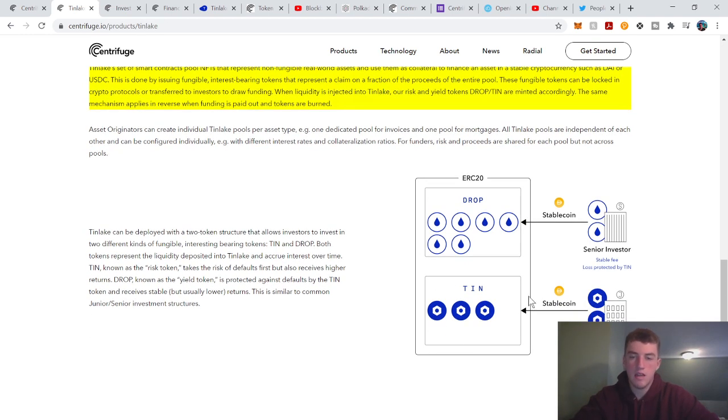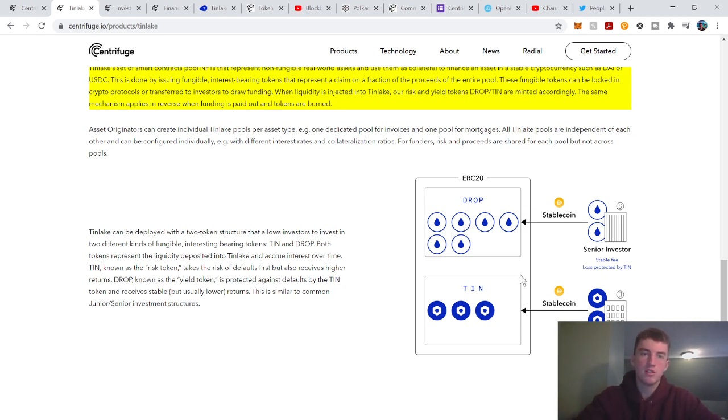So that's that, and you can buy tin or drop, and then you have those in your Ethereum wallet on MetaMask. And I've heard rumors that they might be able to be used as collateral. You can use these as collateral on other DeFi protocols and do different things with them, right? So that's what DeFi is all about, taking one token and being able to use them in other protocols.